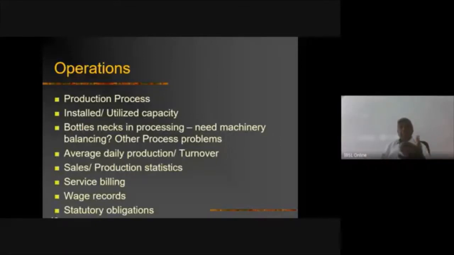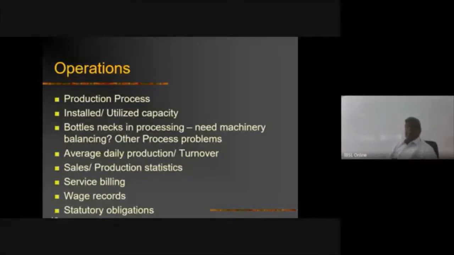Then bottlenecks in processing: whether there are bottlenecks in this production process that I explained to you. If there are bottlenecks, if they are imbalanced, then the machinery should be balanced. That has to be done. Other process problems: maybe some machine is damaged or not performing well, there may be not enough polishing, or not enough removal of stones. If the machines are older, the stone remover may not remove the stones. You have to find out whether there are any process problems.